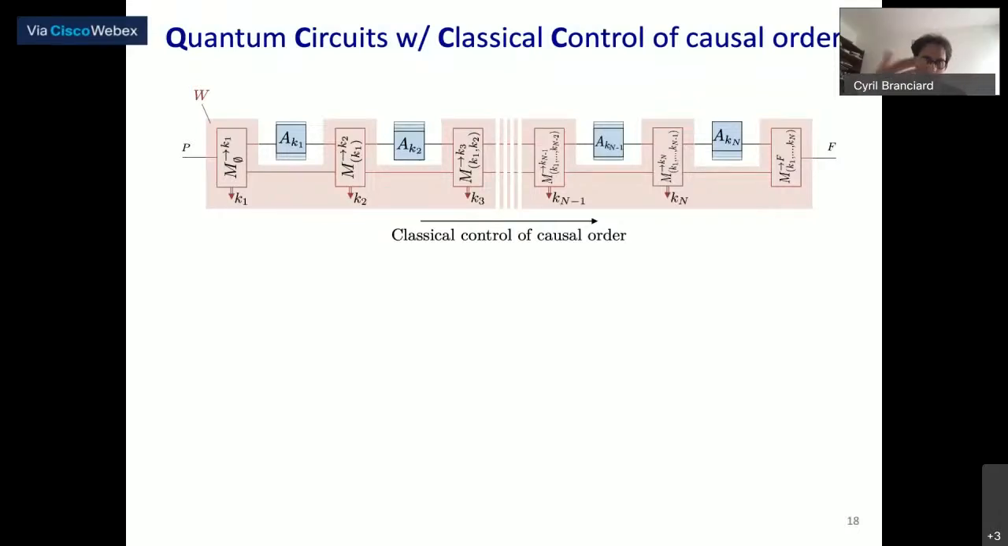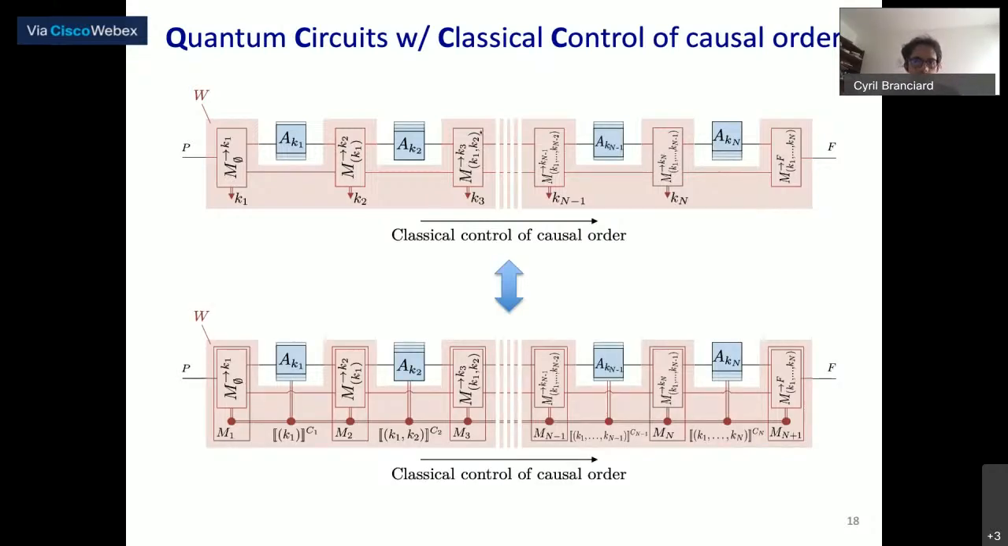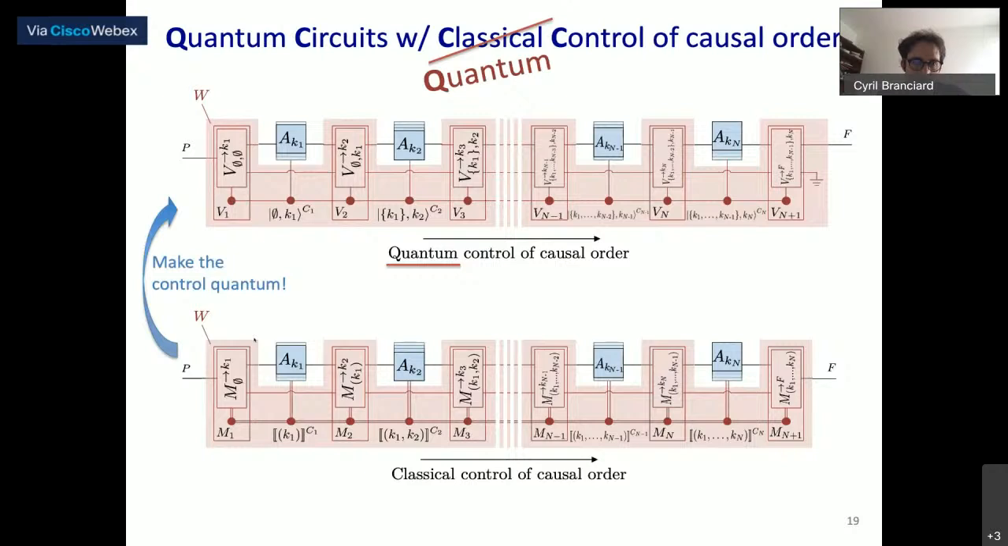So first, in order to make something quantum, we need to embed it into a physical system. So the first thing to do is to encode this classical control into a classical system that flies through the circuit here, with the given classical states that encode the causal order, and which controls which operations are applied at each time step. And of course, once we have this description, then we can just make this control quantum. So this double line that was representing a classical system becomes a single line. We just make it quantum.